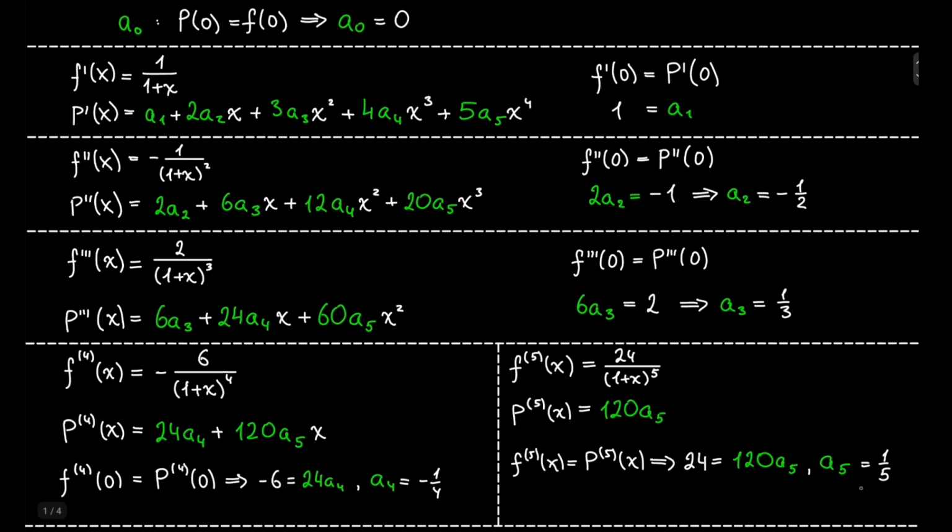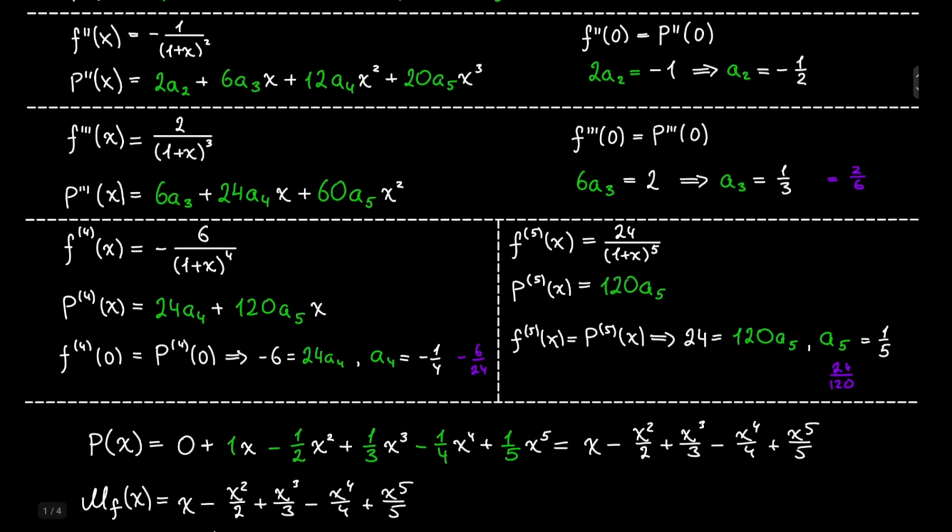Because the coefficients that we got here, 1/5, 1/4, 1/3, negative 1/2, 1, they were all simplified. What if I did not simplify them? Well, a0 would remain 0, a1 would remain 1, a2 would still be negative 1/2. However, a3 without simplification would be 2/6, a4 without simplification would be negative 6/24, and a5 without simplification would be 24 divided by 120. Now, why is this important?